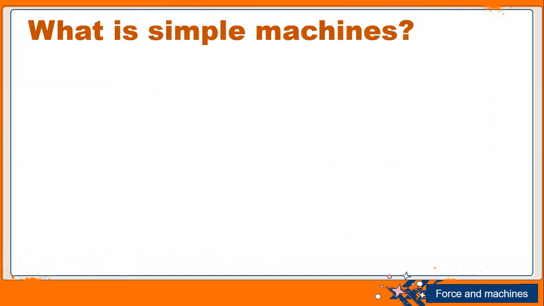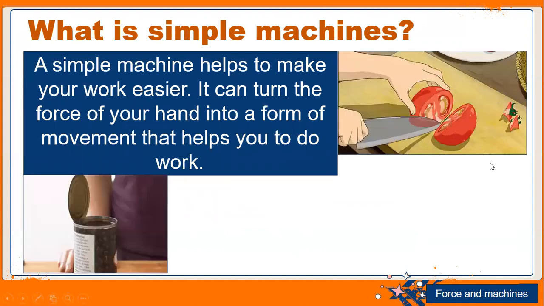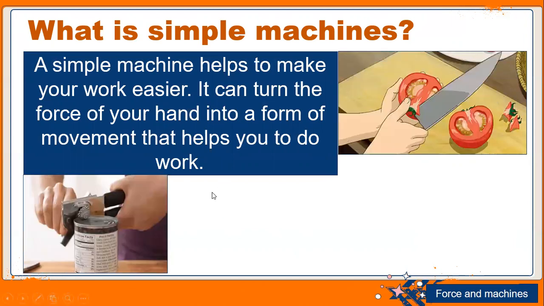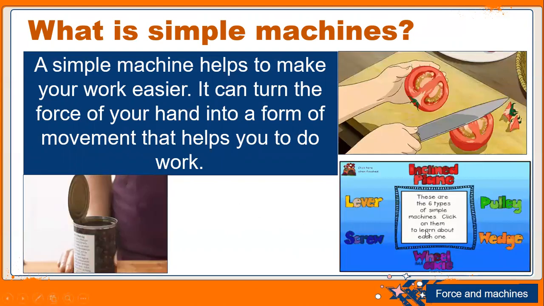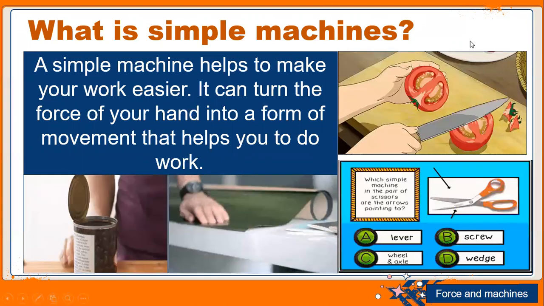What are simple machines? A simple machine helps to make your work easier. You can find it all around you. It can turn the force of your hand into a form of movement that helps you to do work. In the kitchen you can find a knife as a simple machine, a lid opener or bottle opener, inclined plane, scissors, wedges, wheelbarrow, levers, wheel and axle. These are examples of simple machines all around you.